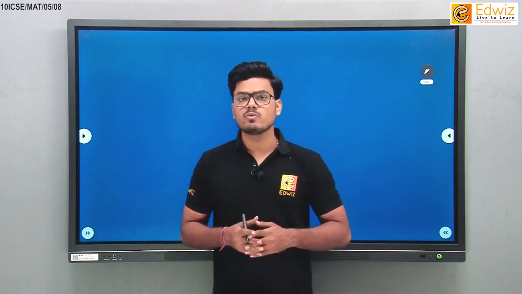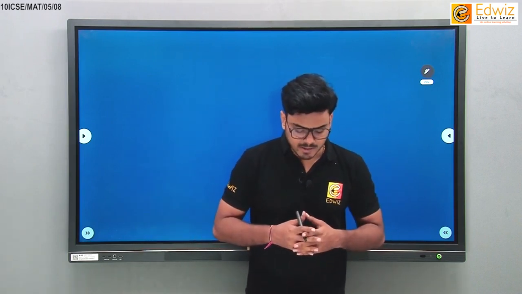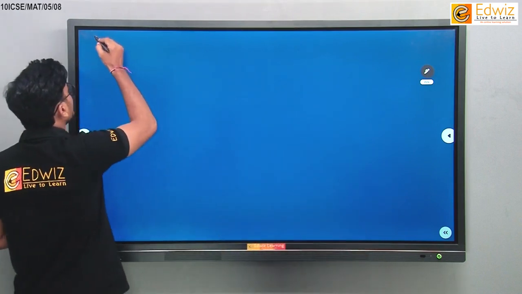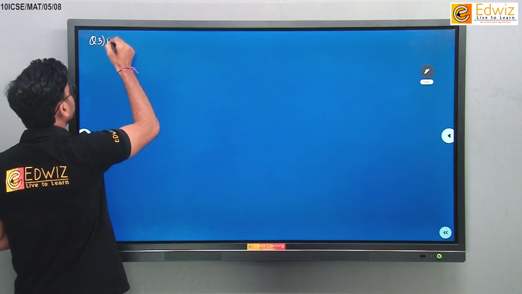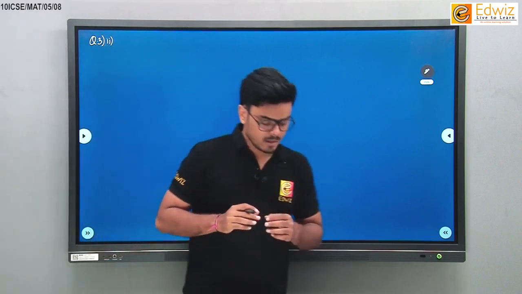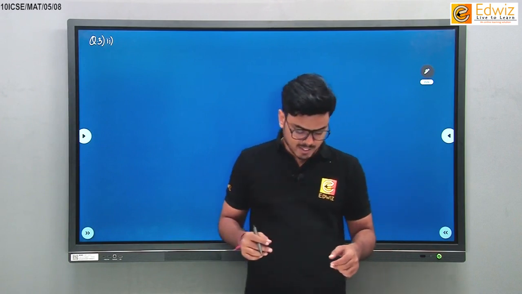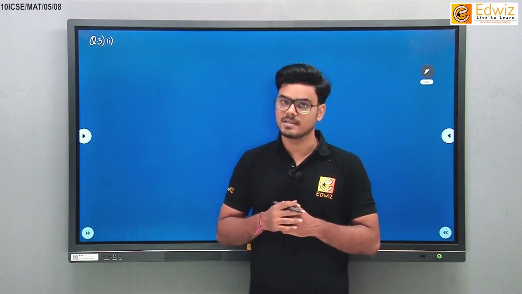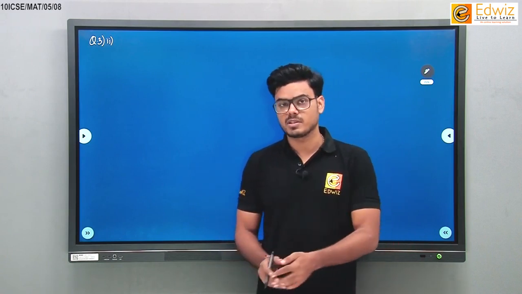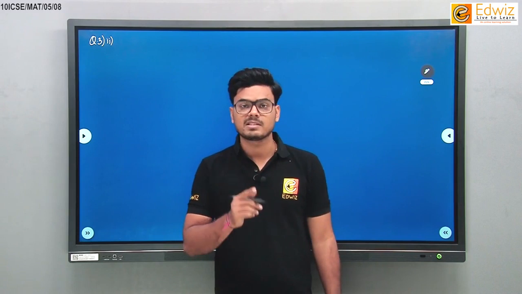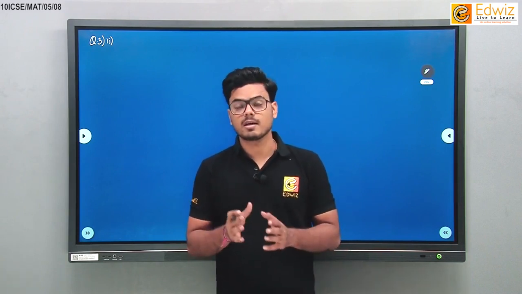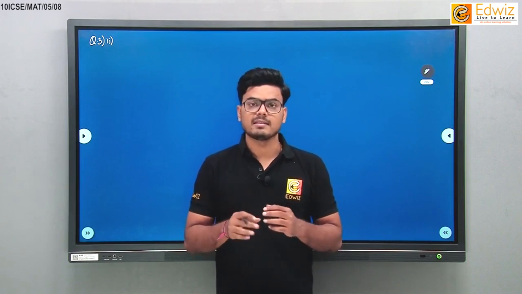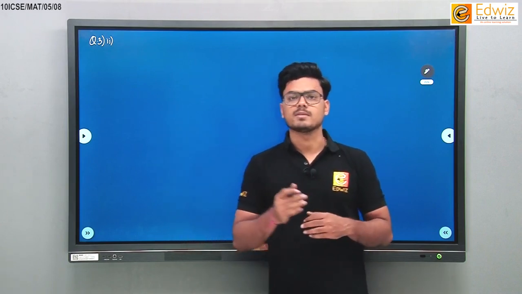So let us continue with exercise 5D. We are on question number 3, second sub question. The question is to solve each of the following equations for x and give the answer correct to 2 decimal places. In each and every question you are going to get a value of b square minus 4ac which is not a perfect square, so you have to find the square root of that number, and then write the final answer correct to 2 decimal places.